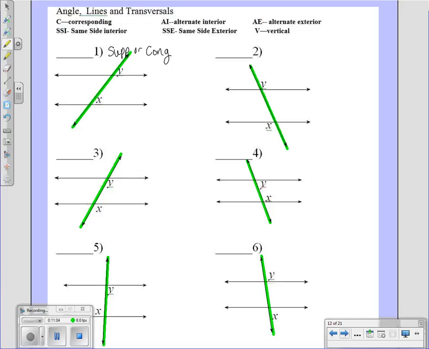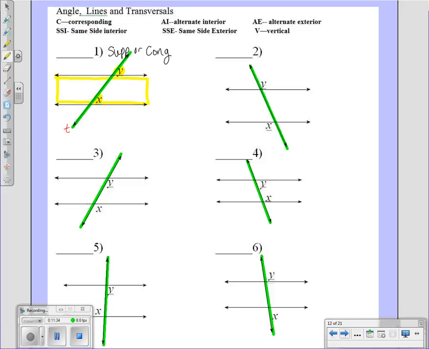Let's go back to number one. Looking at number one, we have highlighted the transversal. I'm going to label that line T. And so now let's look at our two angles that are given, angle Y and angle X. Notice that they are on the same side of the transversal. So on the same side of the transversal, we're going to check, are they same side interior or same side exterior?